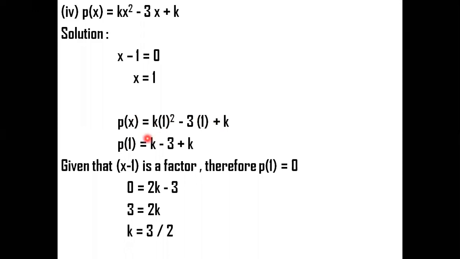Now, what do I have? p of 1 is equal to 1 square is 1, 1 into k is k, minus 3, plus k. Now, as we did in the previous questions, since x minus 1 is a factor, the left hand side, that is p of 1, will be equal to 0. So 0 is equal to k plus k, 2k minus 3. What are we supposed to find? The value of k, right? So first I'll bring minus 3 onto the other side, becomes plus 3. So 3 is equal to 2k. And to find the value of k, I bring 2 to the other side. So what do I get? 3 upon 2. So k is equal to 3 upon 2.